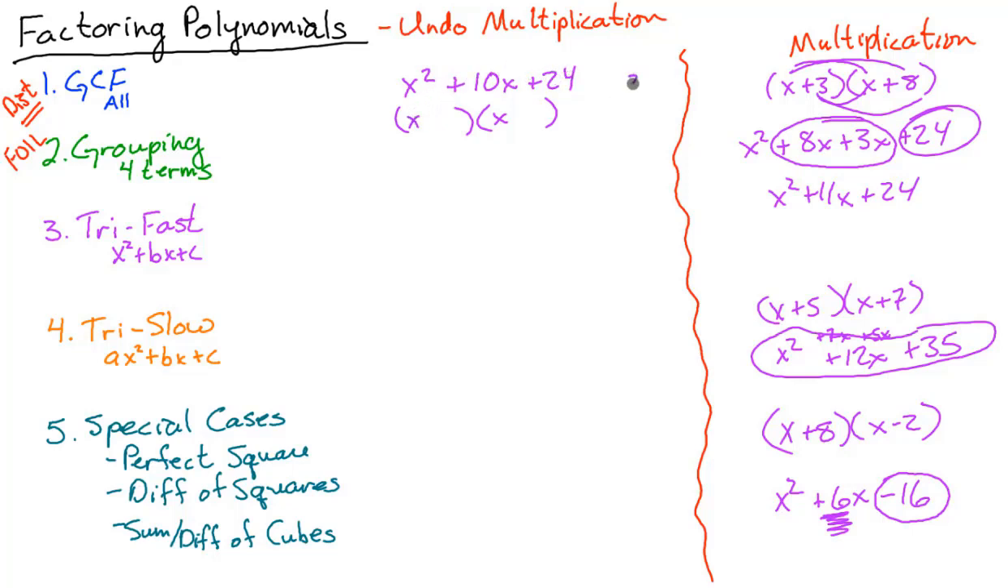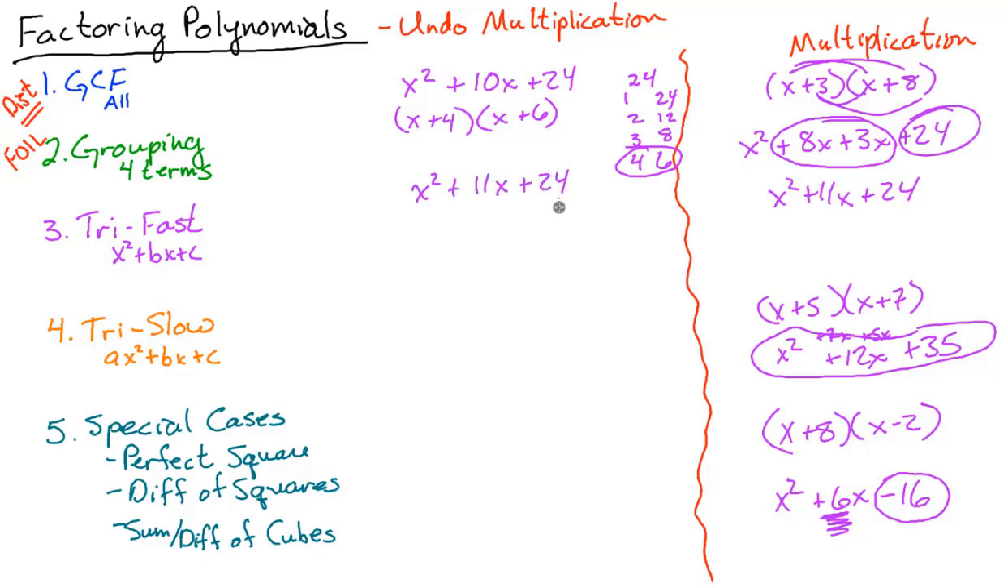Let me write that over here, 24. Well, a 1 and a 24, a 2 and a 12, a 3 and an 8, or a 4 and a 6. Do any of those add to a positive 10? Indeed, a 4 and a 6 do, plus 4 and plus 6. Excellent.